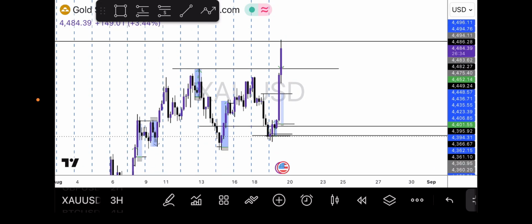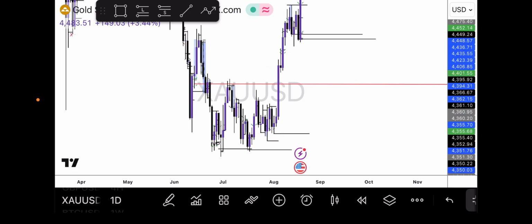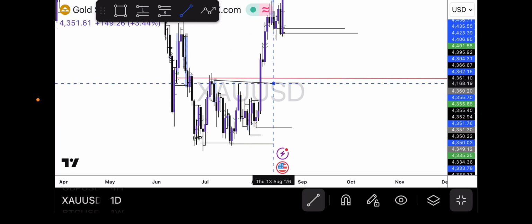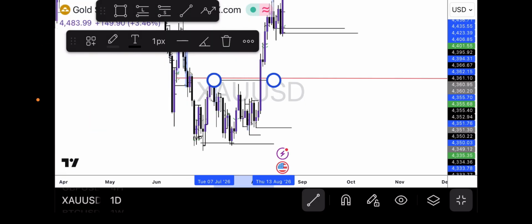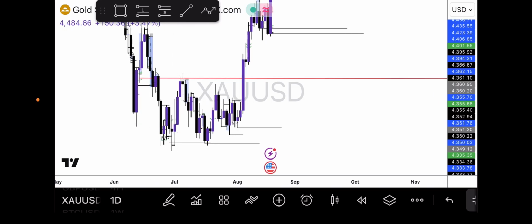So this is the higher time frame, this 1 hour. From here, as we can see, the market breaks here. So it's telling us that the market is going to buy more. So all we have to do now is start looking for buy. That is it.